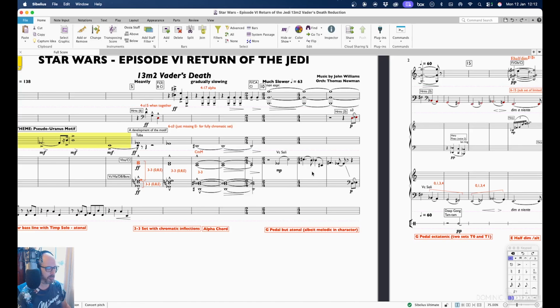So I said it's atonal, but it's not chromatically atonal. It just doesn't have a tonal center at that point, apart from that G.